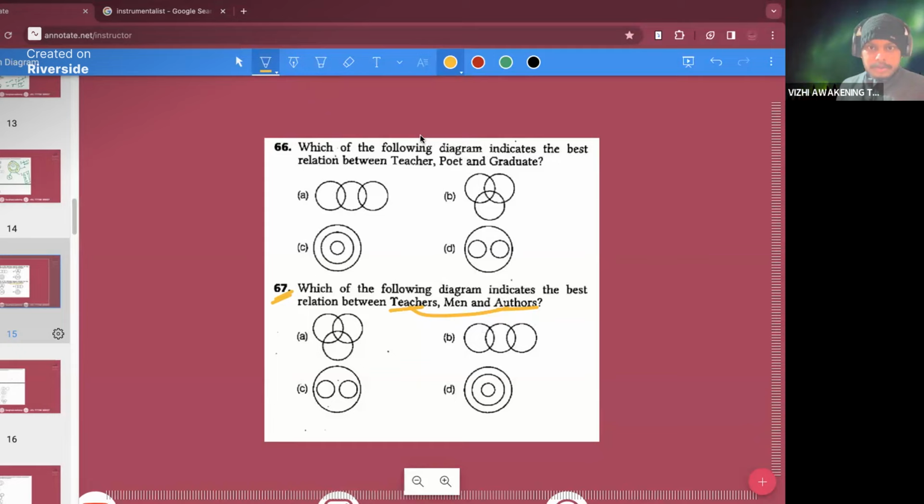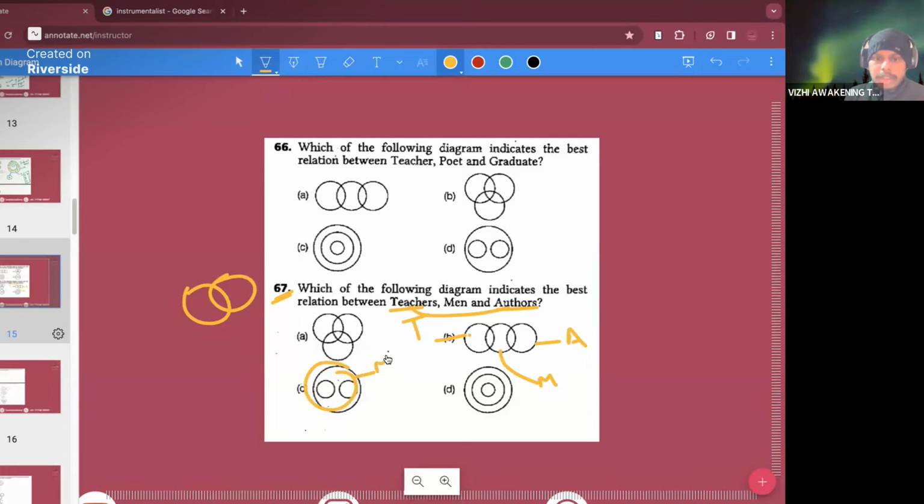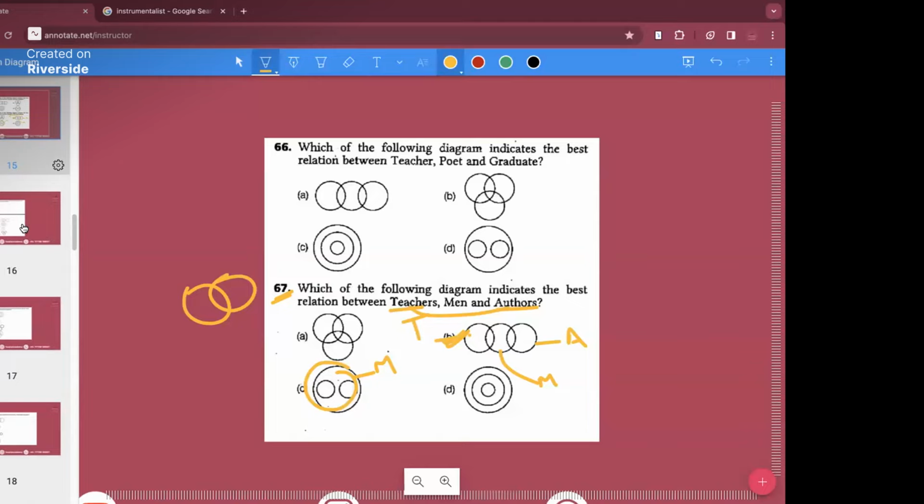Okay. Yes. So, teachers, men are over here. This is your author and this is your teacher. Your teacher and author, there cannot be a consonance between these two, right? These two need to be different, and all men cannot be teachers and authors. Teachers and authors can be females as well, right, guys? So we'll go ahead with option B. Right. Shall we move? Yes, sir. Thanks.